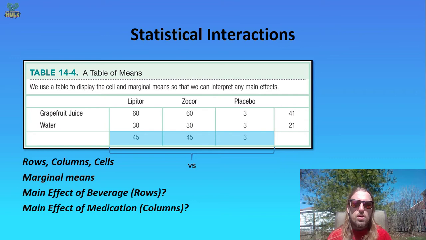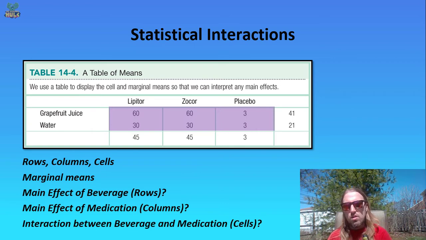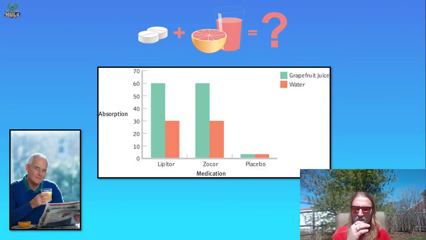And then when we want to start talking about the interaction itself, whether or not one variable has a different effect at different levels of the other variable, that's when we start to look at the cells. All right? And one way to really visualize some of this is to graph some hypotheticals and see what they would look like. So this is a graph of what we actually end up seeing here in our data, right? So the data we just saw, the 60, the 30, the 60, the 30, the 3, and the 3.